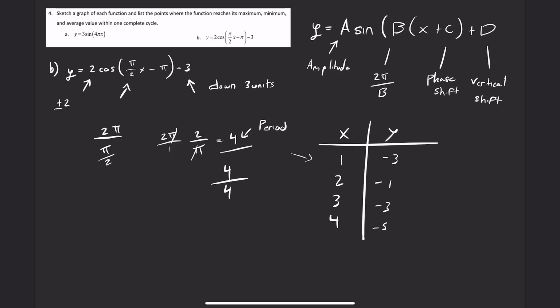Now, we must realize also that we have a phase shift. We have a phase shift of negative pi. Before we graph this, I forgot to add 0 because we need to start at 0. And if we plug in 0 to our function, we'll have -5 also. So now let's plot this.